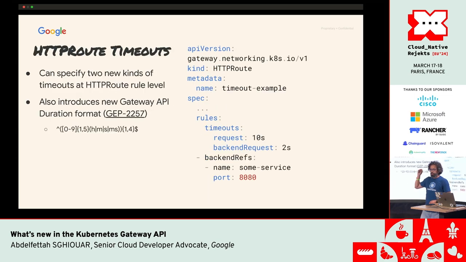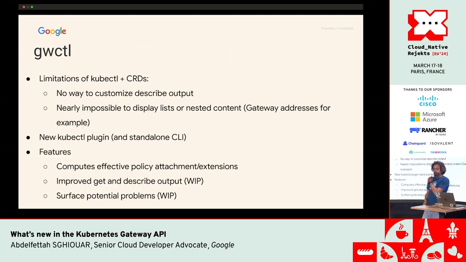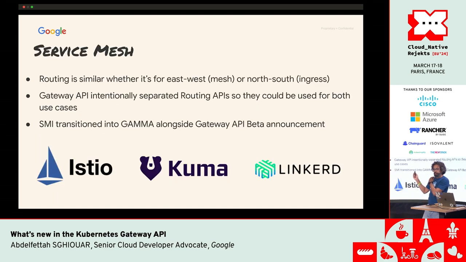You saw earlier, I can show you an example here. You see, for example, in the HTTP routes, in the rules, you have the backend reference, and in the backend reference, you have the service and the port. If you just kubectl describe this, this is what you will see. But with gatewayctl, you'll be able to see also the details about that backend service. So it will basically be able to show you the nested objects inside a higher level object. So that's essentially gatewayctl.